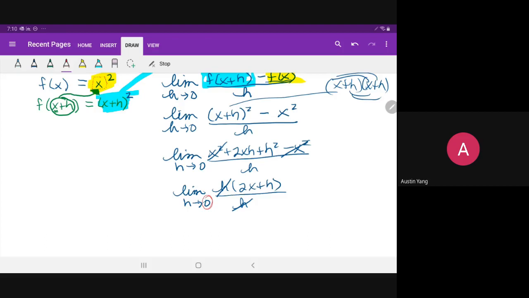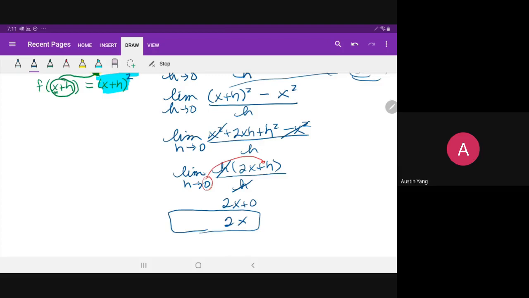You plug zero into h. So all you do is plug zero into h, and the answer is 2x plus zero, which is 2x. Now, the reason I'm not writing the limit word is because there's no more h in the problem. So this is actually the answer, and that's f prime of x equals 2x.